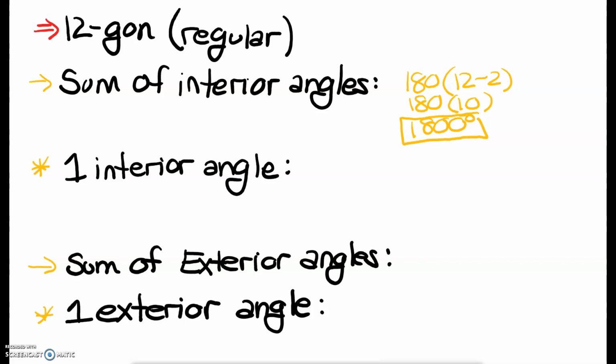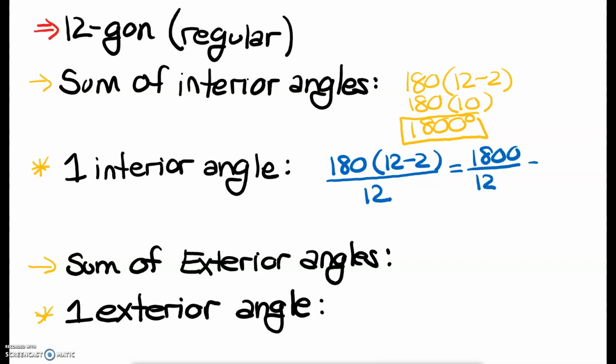Okay, how about if we wanted to find one interior angle of a 12-gon? Well, we would take 180 times (12 minus 2), and then divide it by 12. We know 180 times 10 is 1800. Now we need to divide 1800 by 12. Well, I know that 6 goes into both of them. 6 goes into 1800 300 times, and 6 goes into 12 twice. So my final answer is going to be 150 degrees.